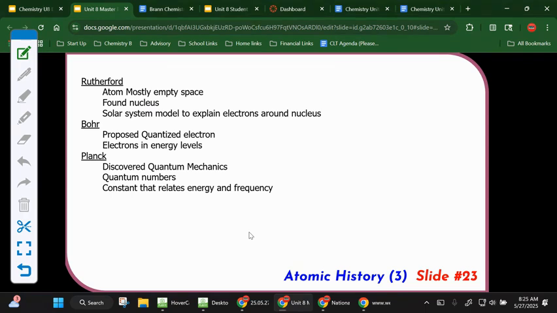So, he discovered quantum mechanics, gave us quantum numbers, this model where we could identify every electron around the nucleus of an atom. And he gave us a constant that relates energy and frequency. By the way, we're probably around the 1950s right now, somewhere in there.